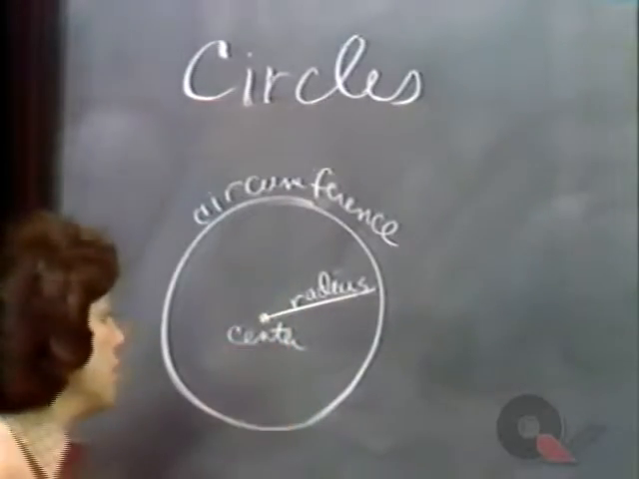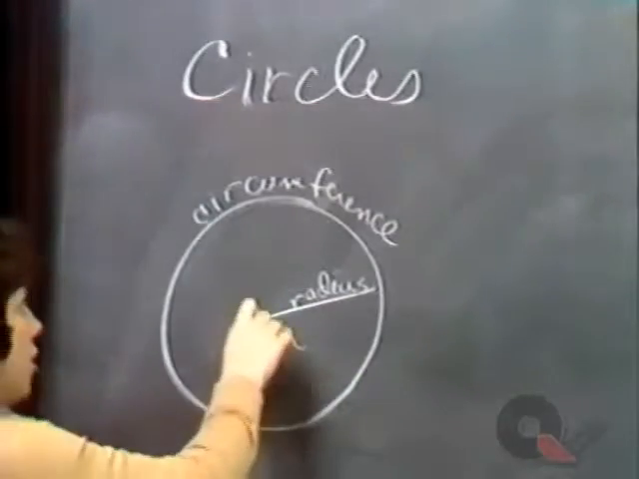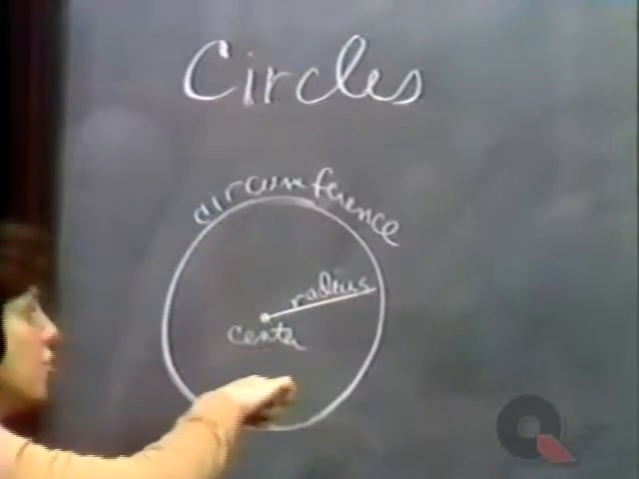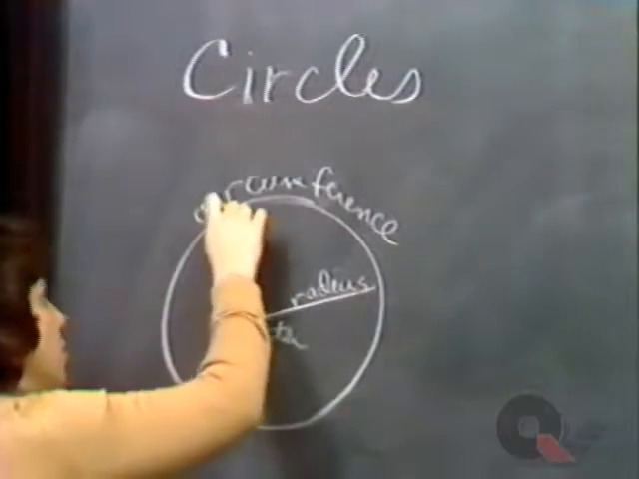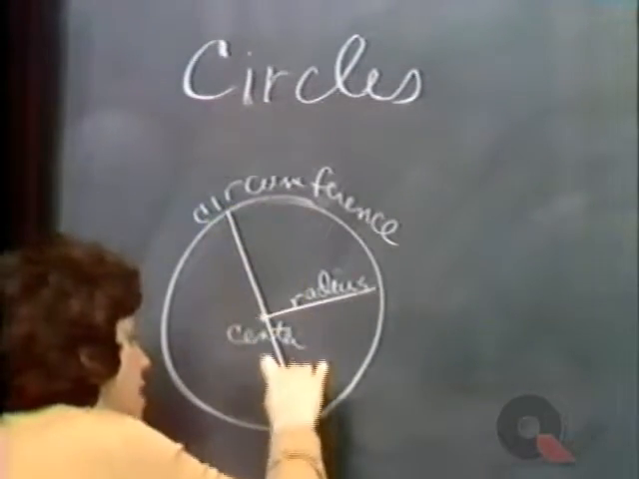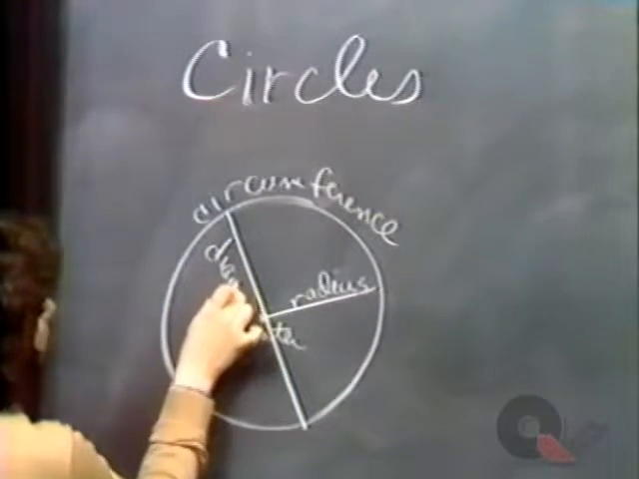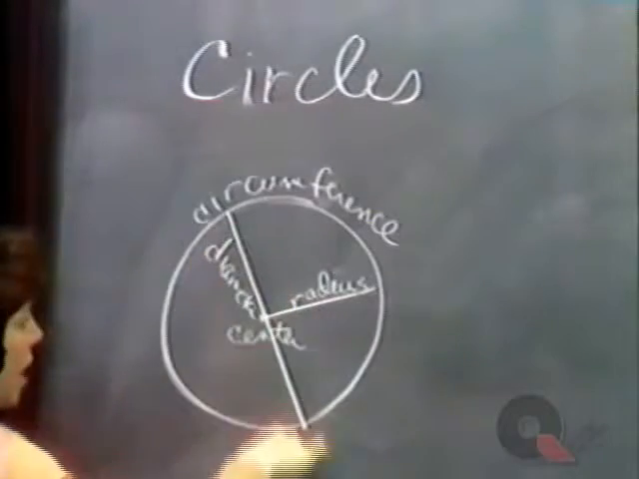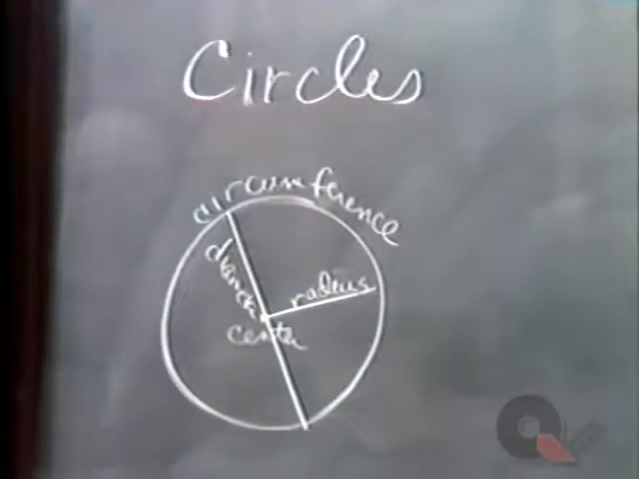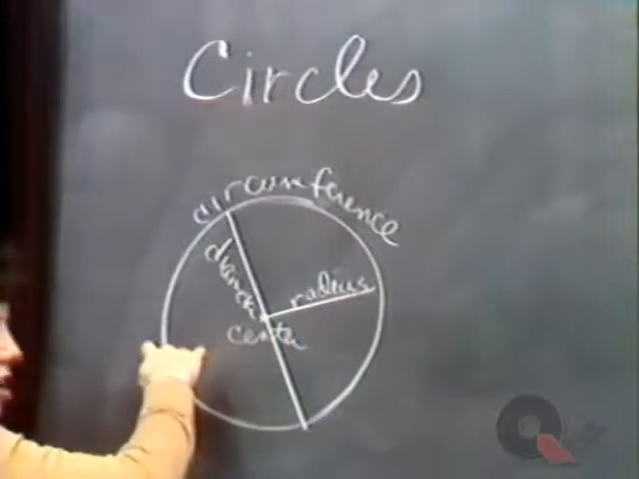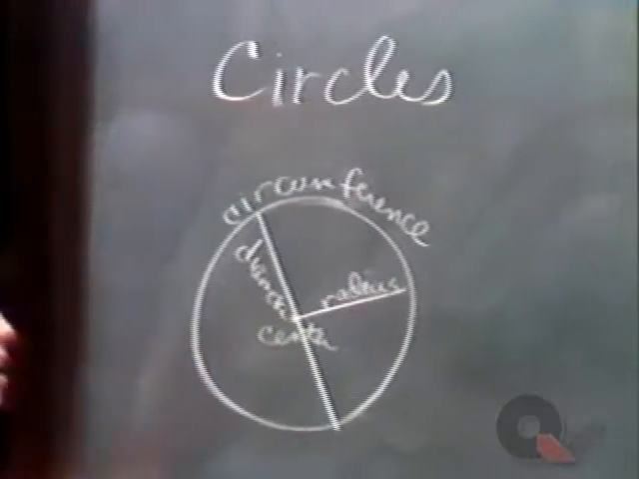The line segment that goes from one point on the circumference to another point on the circumference and passes through the center of a circle is known as the diameter of the circle. If you were to extend this radius until it hit the other side, you would have a diameter.